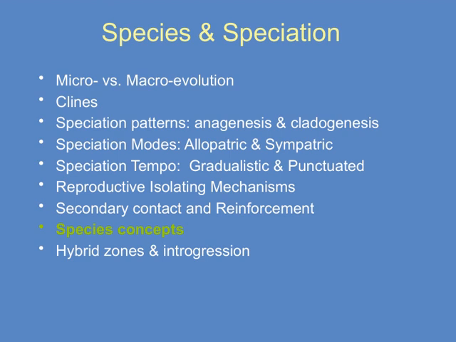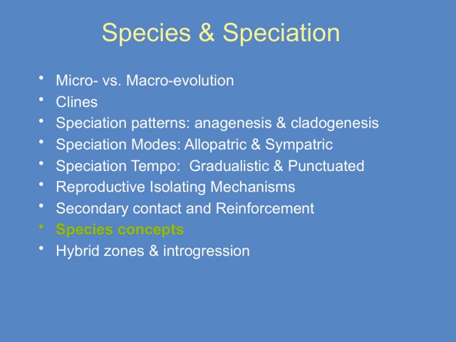When we talk about speciation patterns, two key processes come to mind: anagenesis and cladogenesis. Anagenesis is a gradual transformation of one species into another, whereas cladogenesis involves the splitting or branching of a lineage into multiple species. Moving on, there are different modes of speciation: allopatric and sympatric. Allopatric speciation occurs when populations become geographically isolated, leading to divergence, while sympatric speciation happens within the same area, often through ecological or behavioral differences.